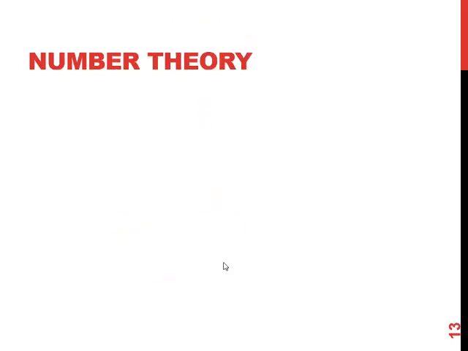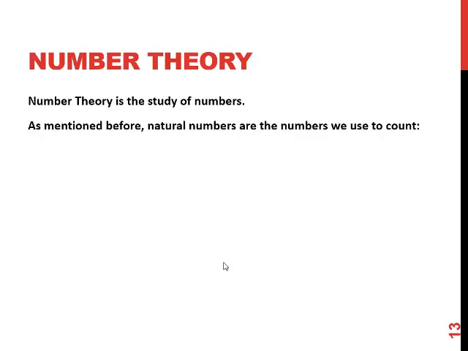Number theory. We've said this section was number theory, but we haven't really talked about what number theory is. Number theory is simply the study of numbers. And to study the numbers, let's look at some different types of numbers. We've already discussed the natural numbers, the ones we use to count. N equals 1, 2, 3, 4, 5, etc.